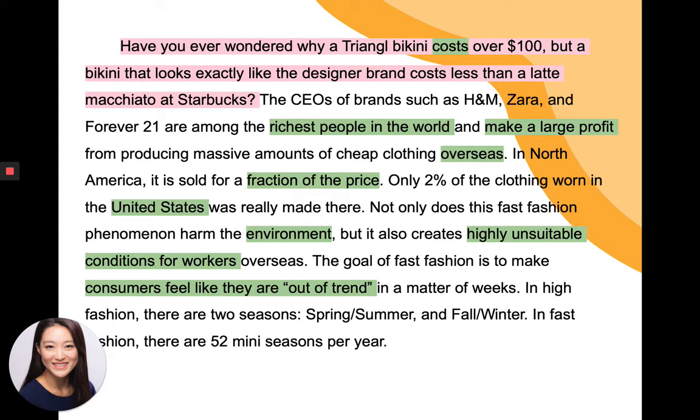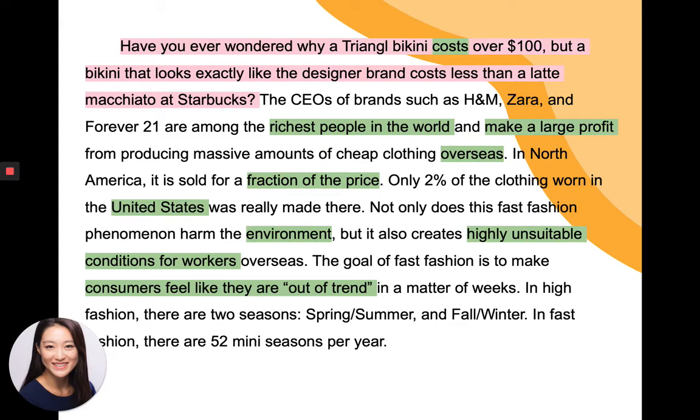They also seem to highlight economic disparity in their intro. So they highlight the difference between the CEOs and the laborers. They also touch on overseas production or perhaps cheap labor overseas. Again, I'm extrapolating, and this is very confusing and unclear for the reader. They also reference environmental damage, so perhaps this essay will be about sustainability. Who knows? They also touch on consumer psychology and how fast fashion makes one feel out of trend.